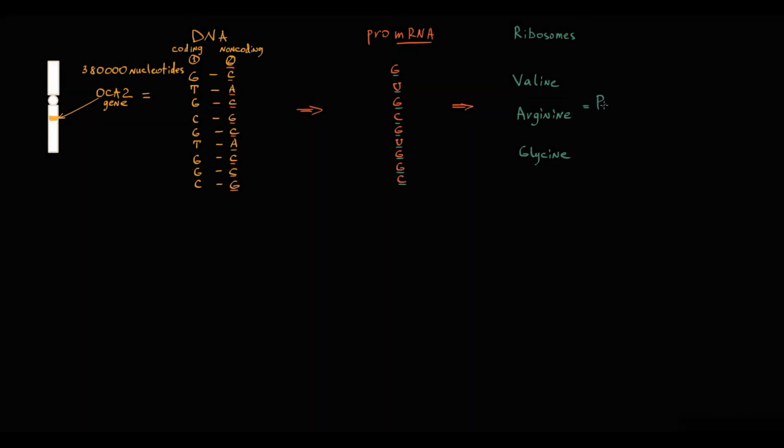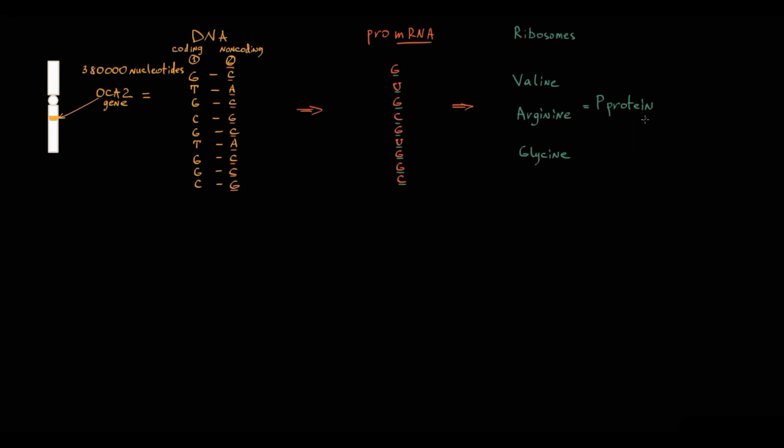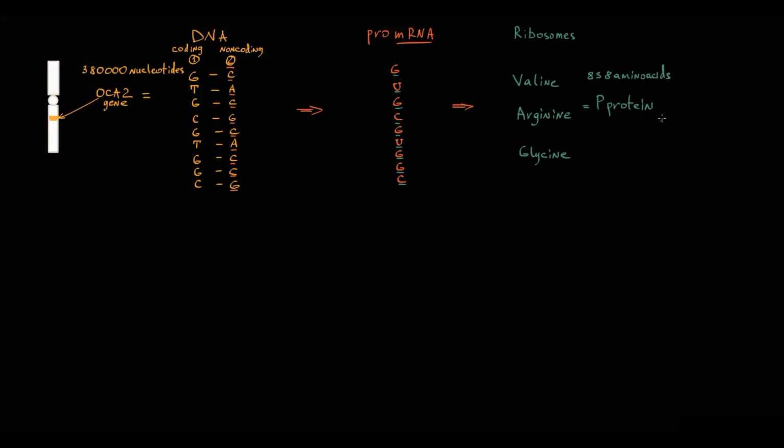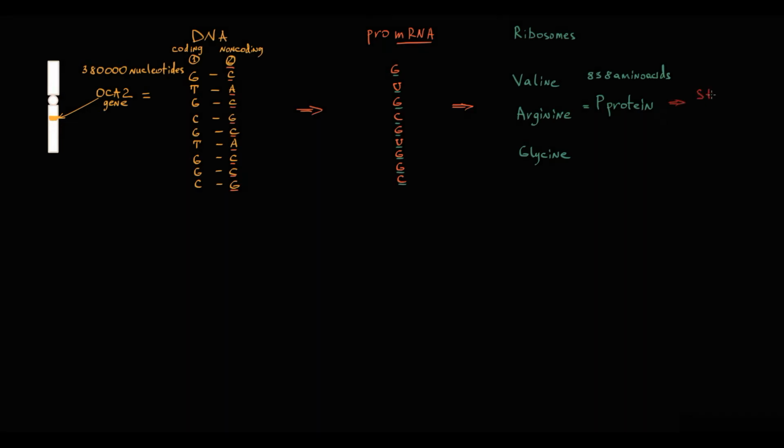In our case, this protein is called P protein. Obviously it's just a small part of the P protein, because the entire P protein is composed of 838 amino acids. P protein is necessary for melanin production in the stroma of the iris. So normal P protein results in strong iris pigmentation.